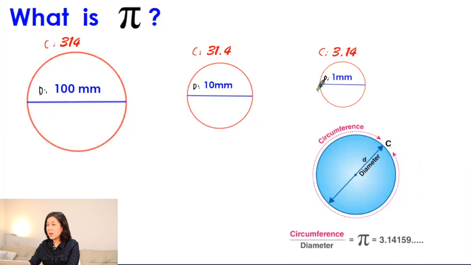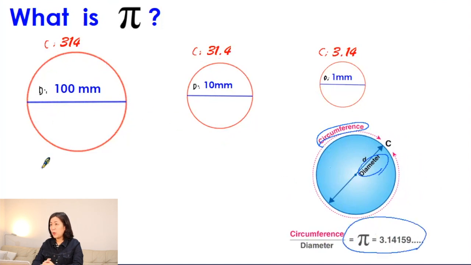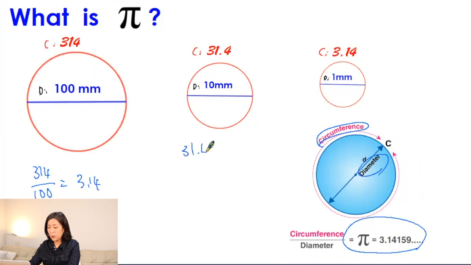We realize that the circumference divided by the diameter is always the same number. That is called pi. Here I just wrote 3.14, but it's 3.14159 and then you've got more numbers. So what you can notice here is that the circumference is always 3.14 times bigger than the diameter. First of all, let's divide the circumference by the diameter. 314 divided by 100 is 3.14.